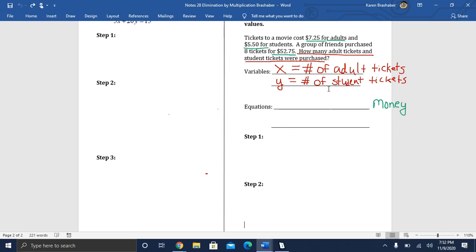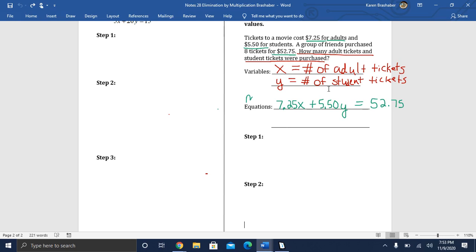So the $7.25 that we have for adults would be multiplied by your number of adult tickets. And then we would add to that, so we're getting a total, that each student ticket is $5.50. So $5.50 for each student ticket has to be multiplied by Y. And that'll equal your total amount of money. So that total amount of money was given to us as $52.75.